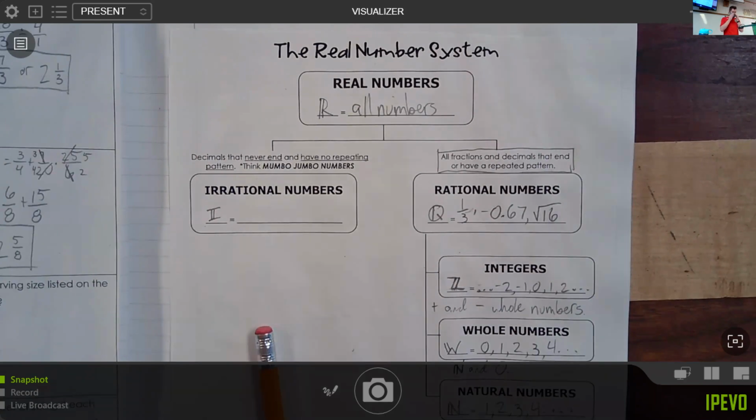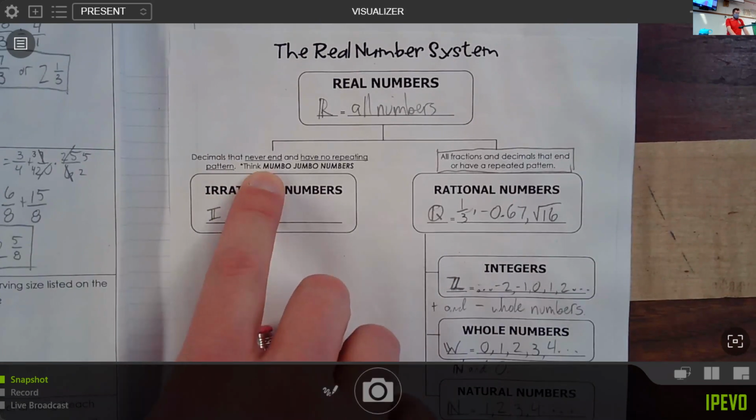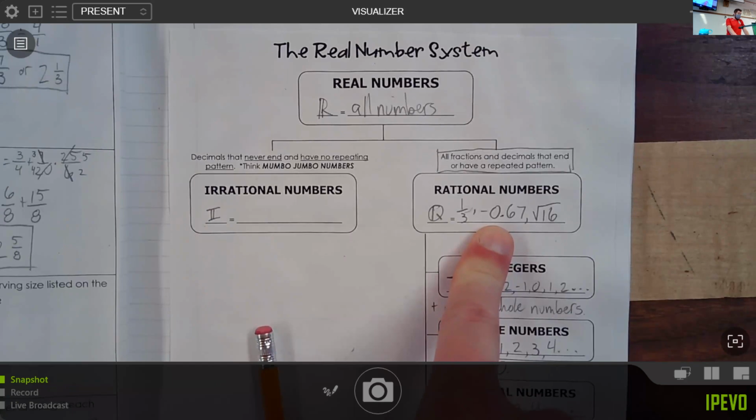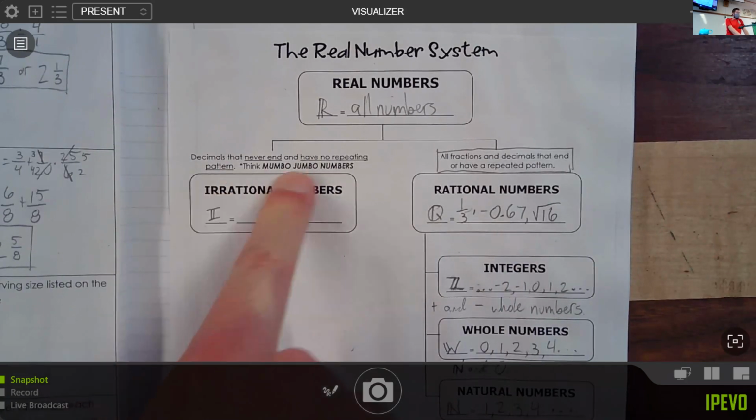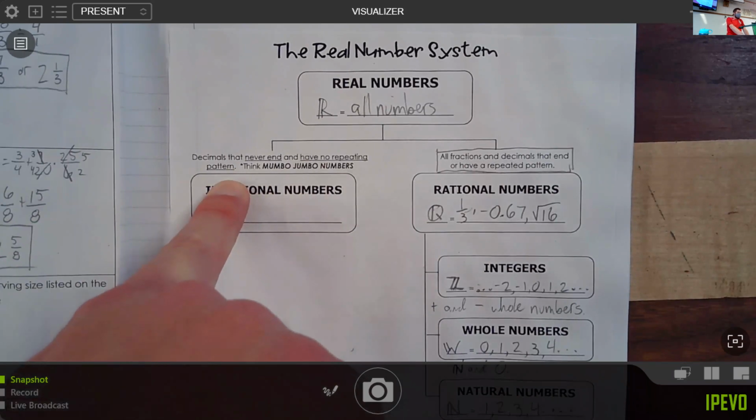And it gives us a definition as well. And it says that irrational numbers are numbers that have decimal values. They're all decimals. Every single one of these can be written as a decimal. However, these decimals, not only do they never end, some of these over here don't ever end, but they repeat. These ones over here, they never end, and they have no repeating pattern. So it's just like a jumble.